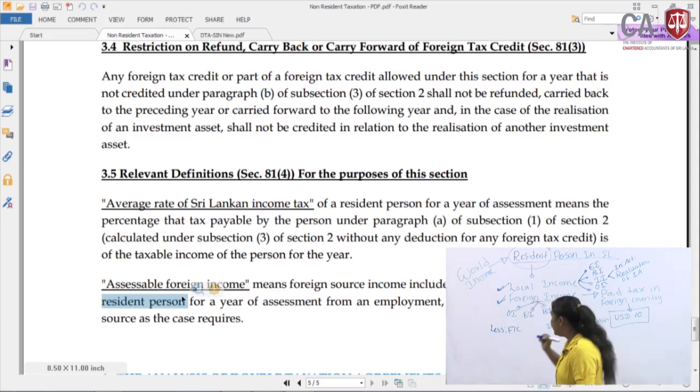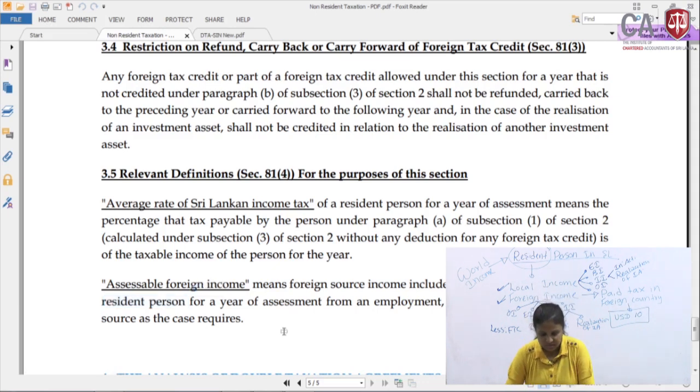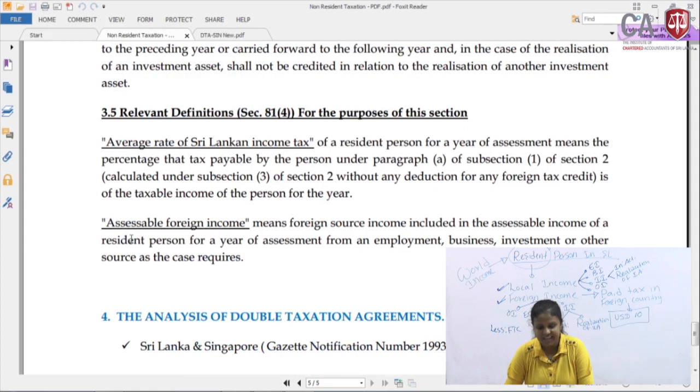That means to claim the foreign tax credit, it should be a resident person, because under the world income concept, the foreign income should be included in a resident person's entire income. Okay. Then, I think the provisions of the Inland Revenue Act are all done. Nothing has been missed. Everything is done with reference to international taxation. Now, even though it is difficult, I am going on to the analysis of the double taxation agreement.